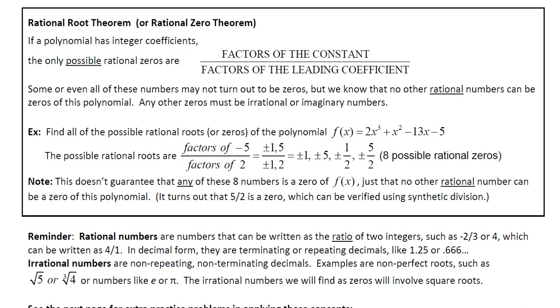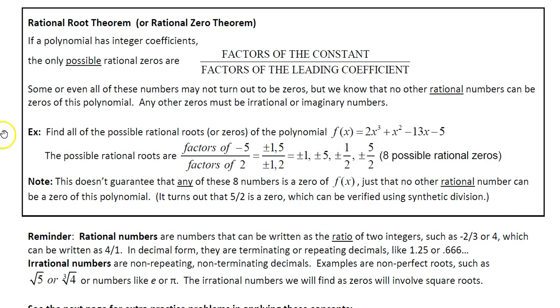The rational root theorem is a way to help us find some zeros of a polynomial function, especially when those zeros aren't very obvious from either the equation or the graph. The rational root theorem, also known as the rational zero theorem, reads as follows.